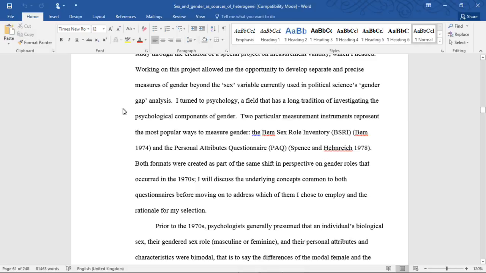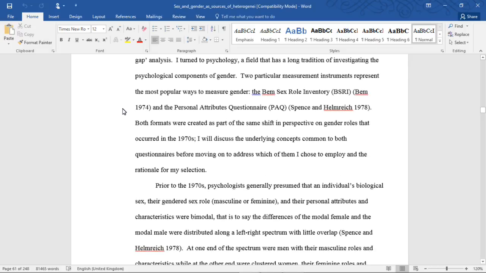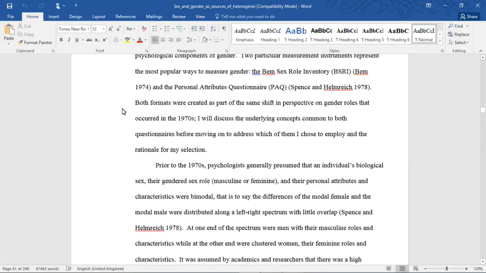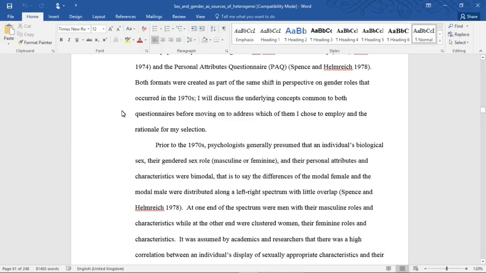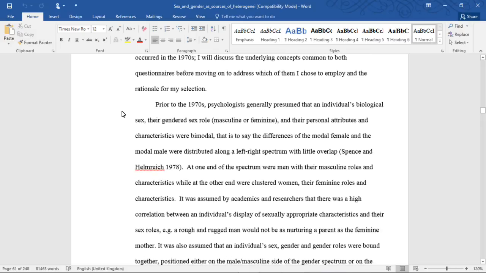Two particular measurement instruments represent the most popular ways to measure gender: the Bem Sex Role Inventory and the Personal Attributes Questionnaire. Both formats were created as part of the same shift in perspective on gender roles that occurred in the 1970s. I will discuss the underlying concepts common to both questionnaires before moving on to address which of them I chose to employ and the rationale for my selection.